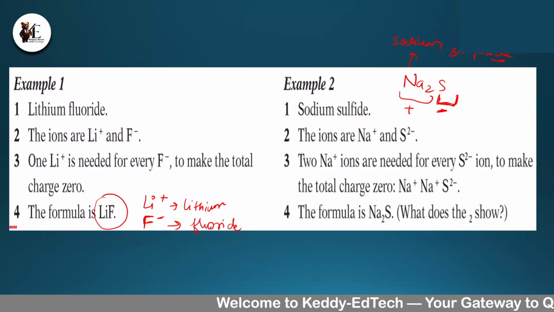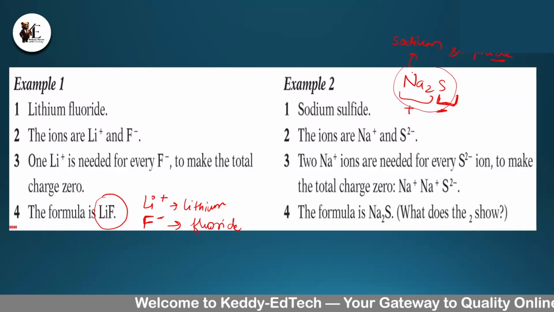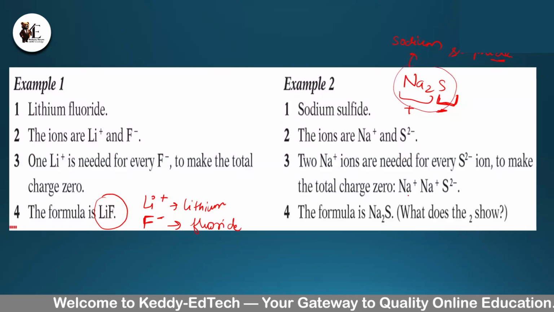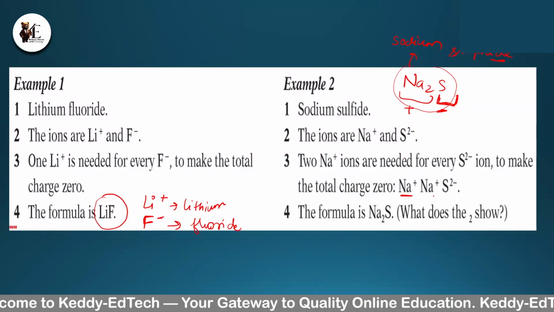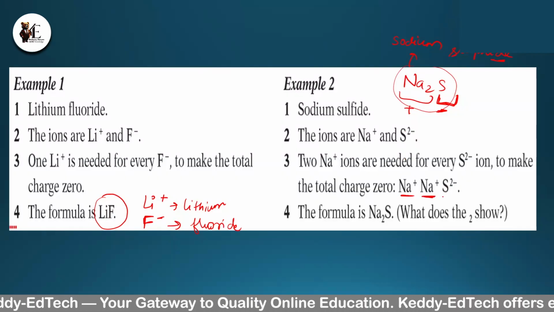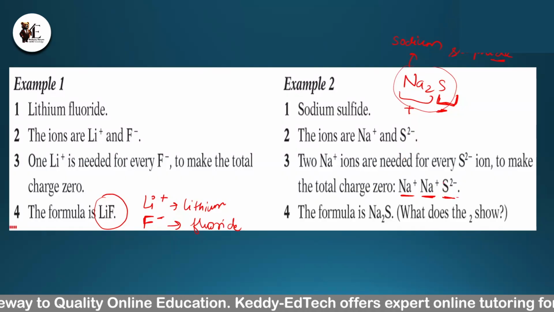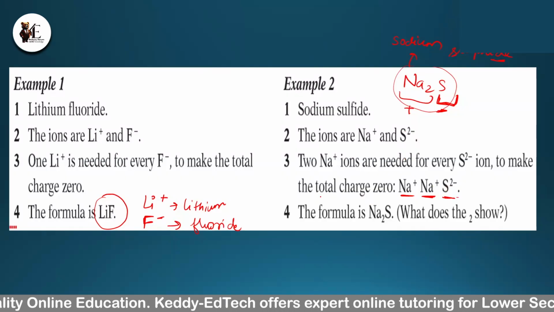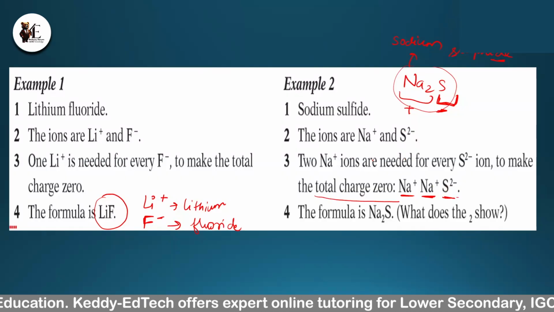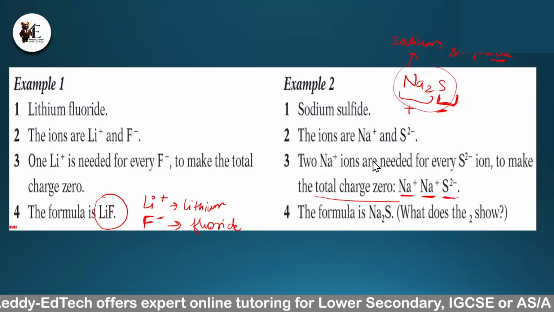Yes. If we see the overall charge on this compound, it is 0. Why? Because we have two Na plus ions, one Na plus, two Na plus, and we have one sulfur whose charge is 2 minus. So 2 plus and 2 minus cancel out each other, so the overall charge is 0. So write it down if it is clear.